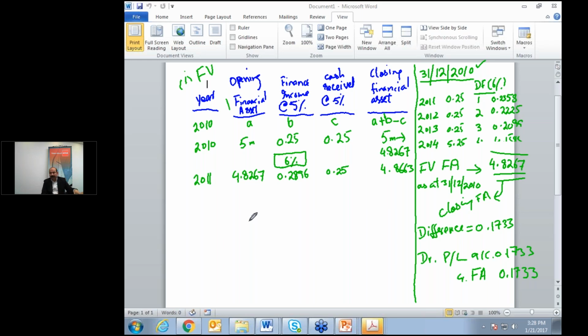0.2358 is calculated by multiplying 0.25, which is the interest received, with the first year discount factor. First year discount factor is 1 divided by 1.06. This gives us 0.4933, multiplied by 0.25. So this will give us 0.2358. Next.